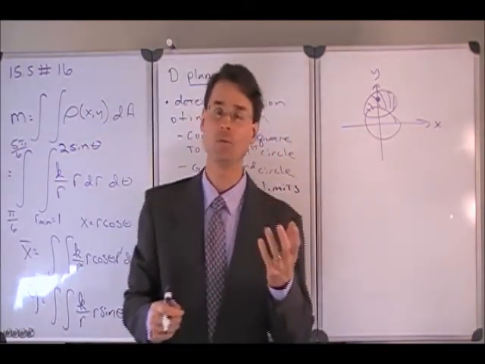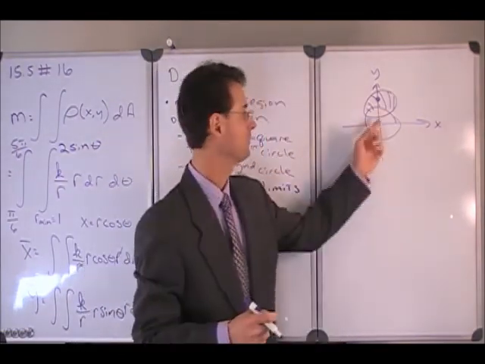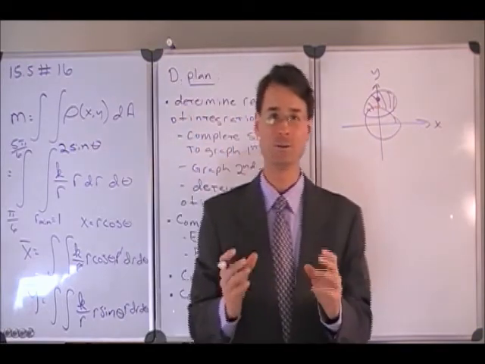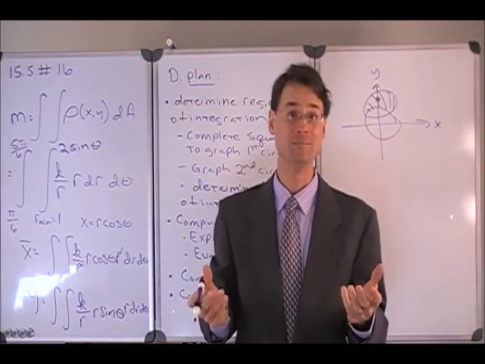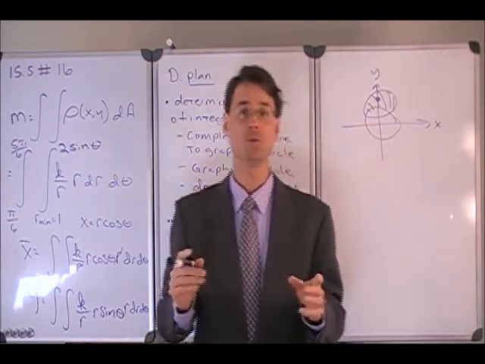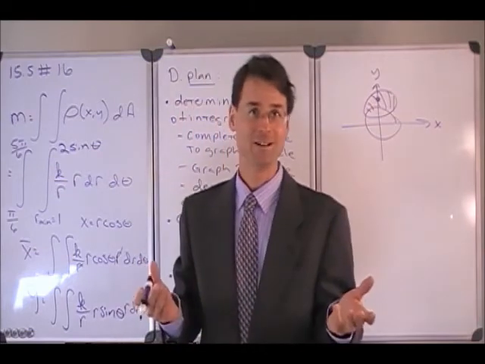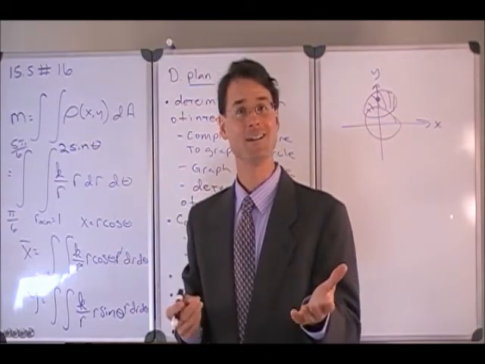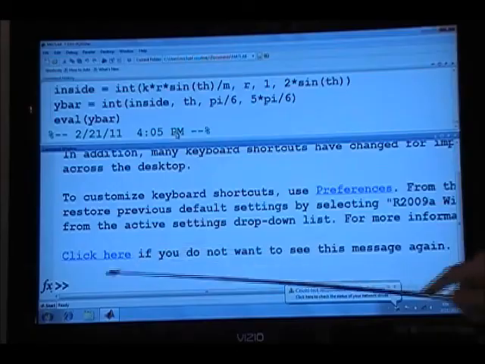We're expecting the y-coordinate of the center of mass to be greater than 1 and less than 2, because we're expecting that y-coordinate to at least be somewhere on the lamina. So these expectations are what we're going to use after we get done with the evaluation to assess whether or not our numbers make sense.